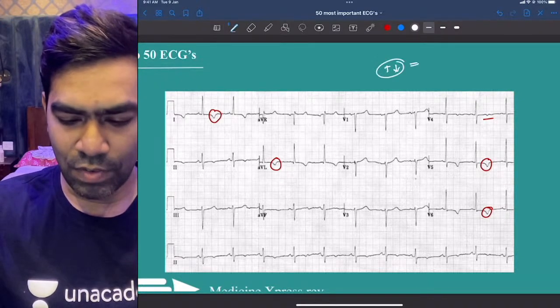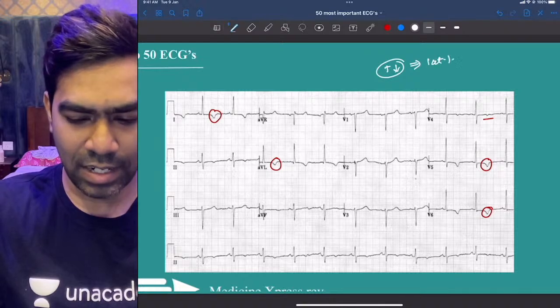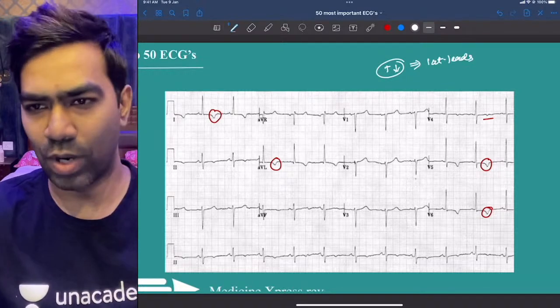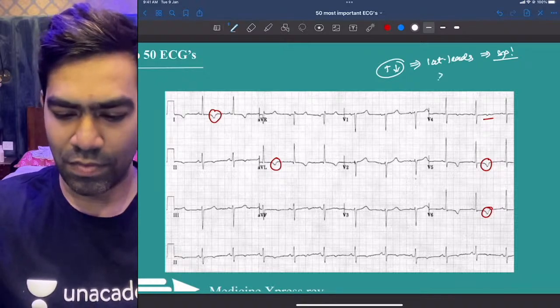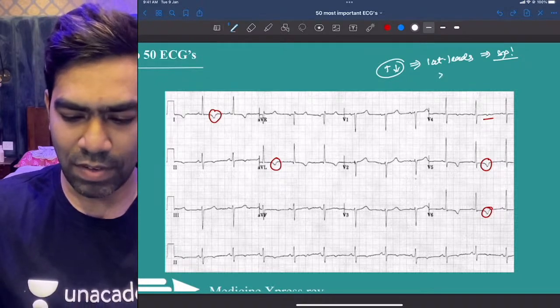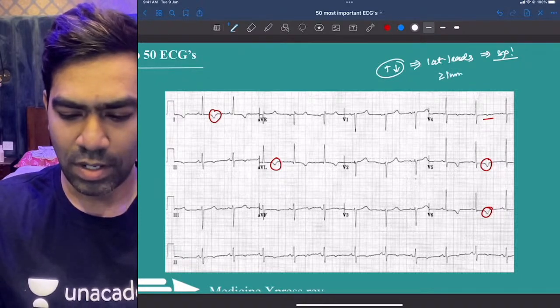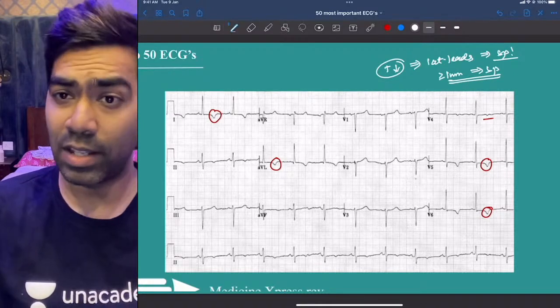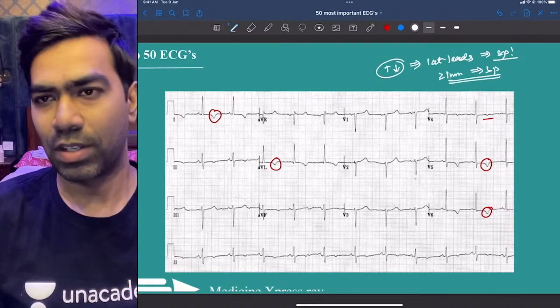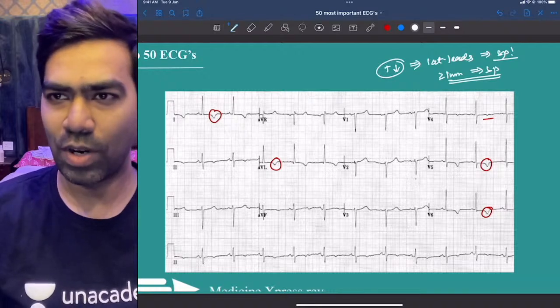Number one, T wave inversions, if they are happening in lateral leads like V5, V6, 1, AVL, are considered to be slightly specific. And apart from that, if the T wave inversion is more than 1 millimeter, it's considered to be specific. Especially if they are more than 3 millimeters, they are very, very specific. But at least they should be more than or equal to 1 millimeter.